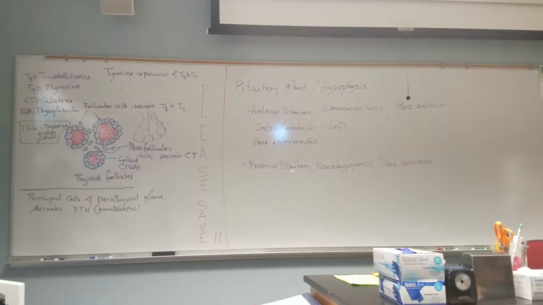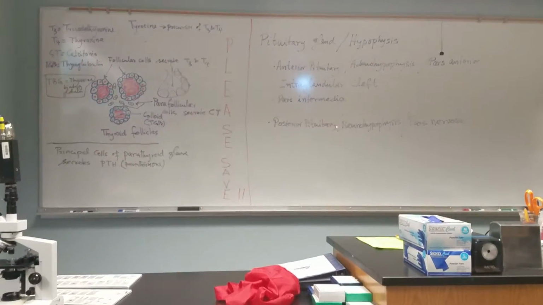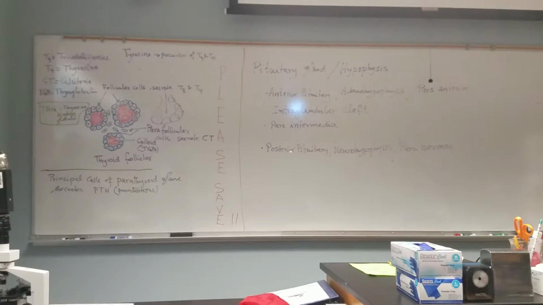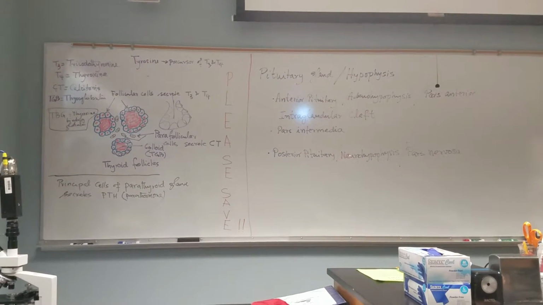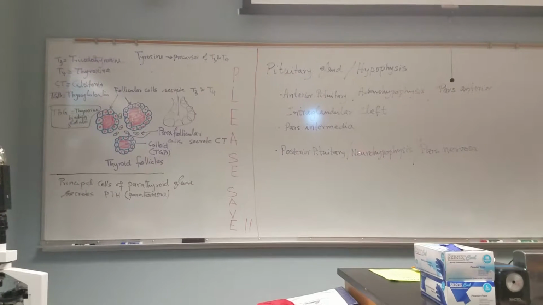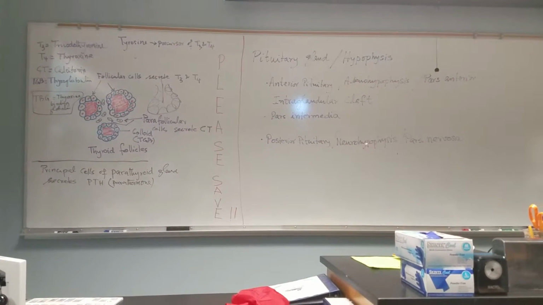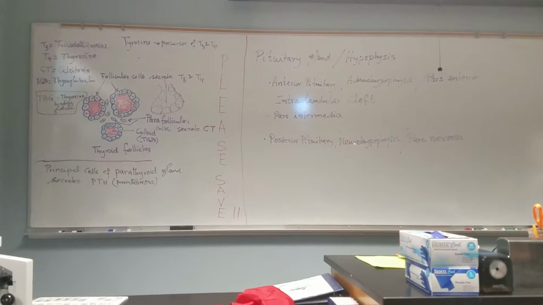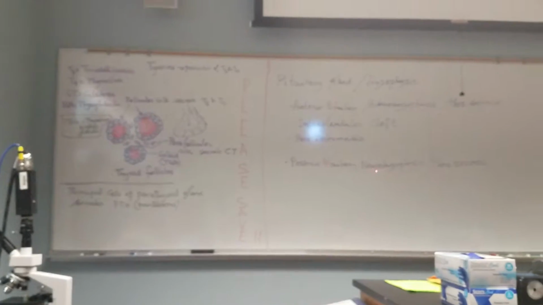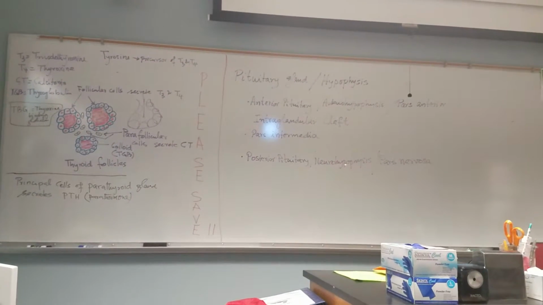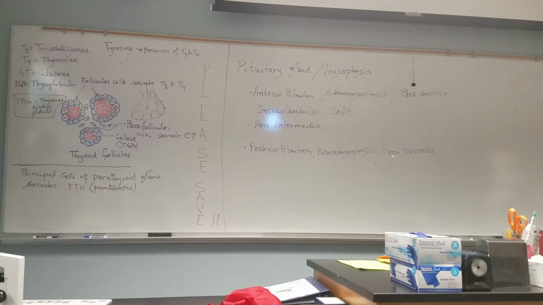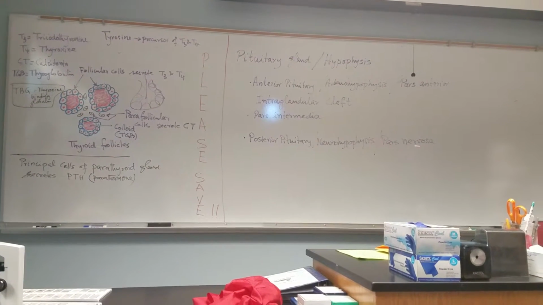And the other part, posterior pituitary, is formed of the axons of the neurosecretory cells that are located in the hypothalamus. That's why the posterior pituitary is also called neurohypophysis or pars nervosa, meaning the nervous part.